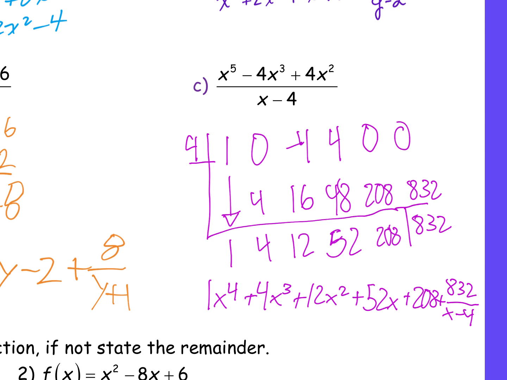Did you not get 12 there? Here, 16 minus 4 is 12, right? No, I didn't. I got it. Okay. Any other questions? Are you sure? Positive. Okay.